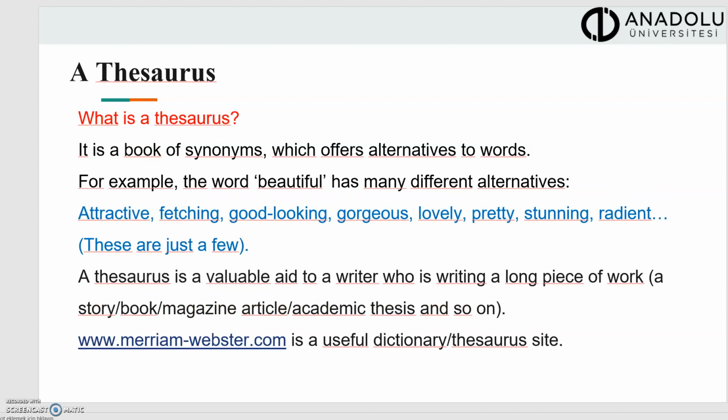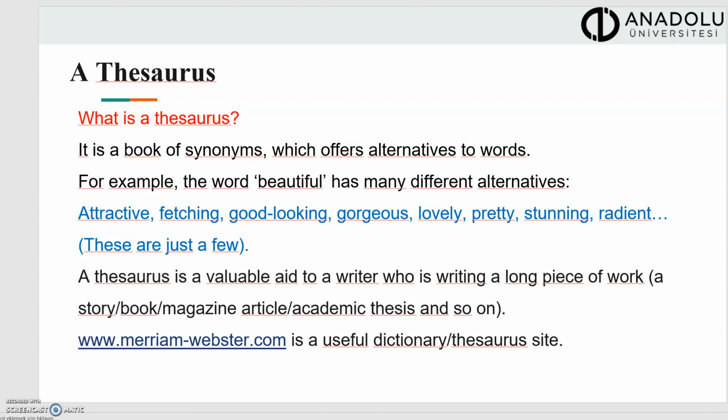What's a thesaurus? A thesaurus is a book of synonyms which offers alternatives to words. For example, the word beautiful has many different alternatives: attractive, fetching, good-looking, gorgeous, lovely, pretty, stunning, radiant. These are just a few of the alternatives. A thesaurus is a valuable aid to a writer who's writing a long piece of work, a story, a book, maybe a magazine article, or perhaps writing an academic thesis.